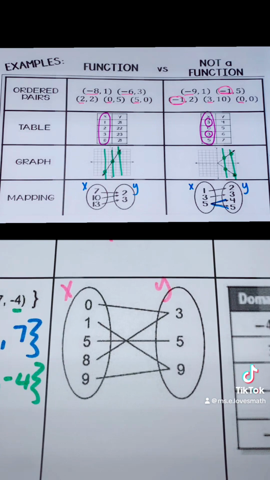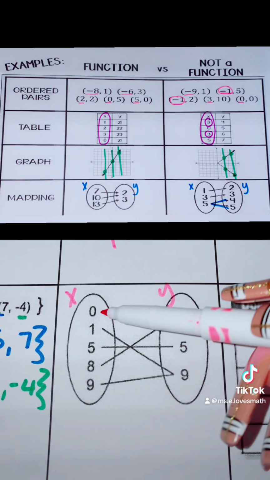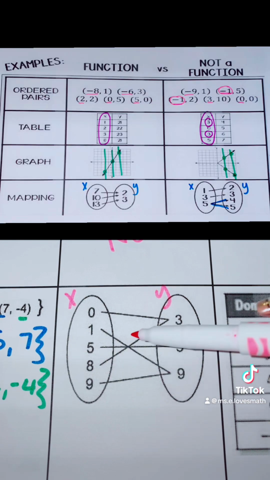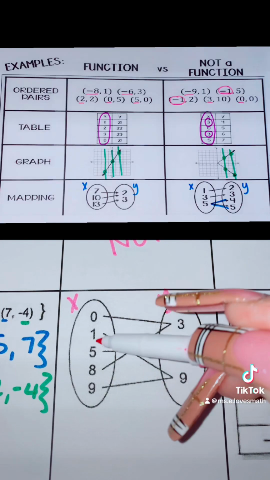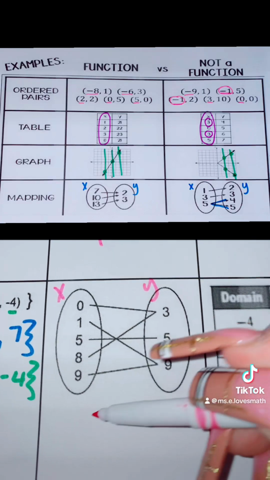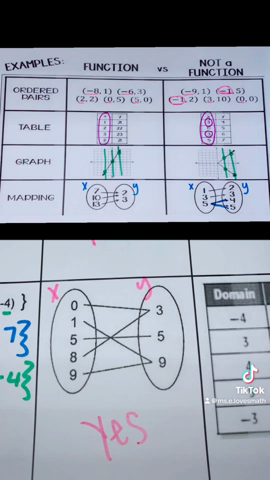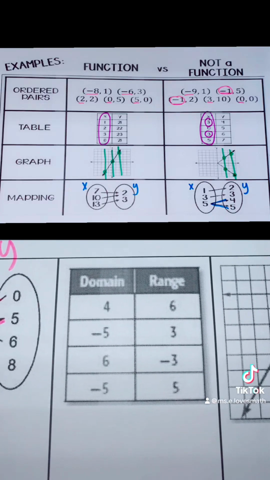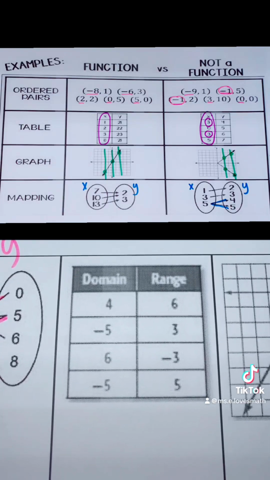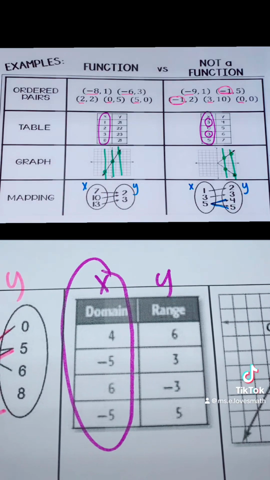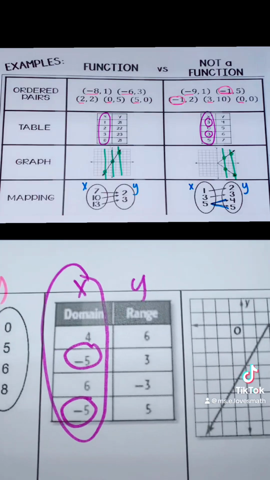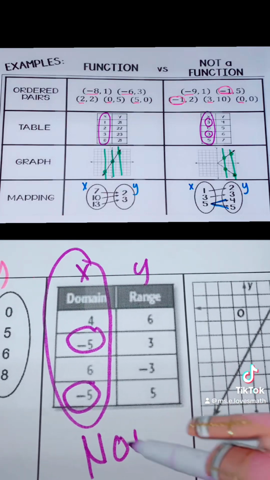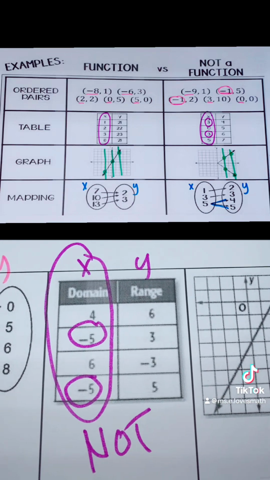Let's take a look at this mapping diagram. Looking down, this has 1, this has 1, this has 1, this has 1, this has 1. They all have one line coming off of it, so yes, this is a function. Let's take a look at this table. We need to look at our x values or our domain. -5 is being repeated, so this is not a function.